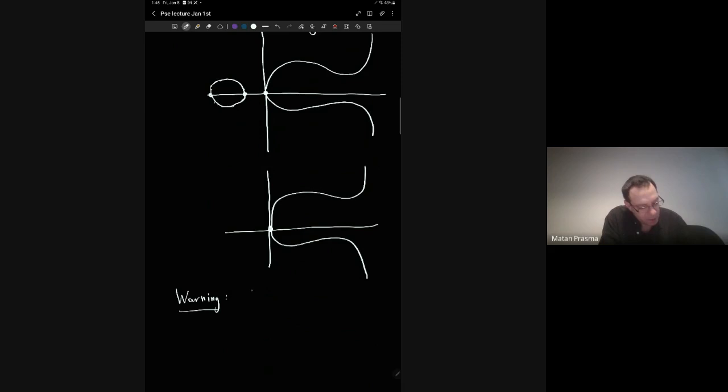Take, for example, the elliptic curve y square equals x cubed plus 2x plus 3. And let's say over the real numbers.